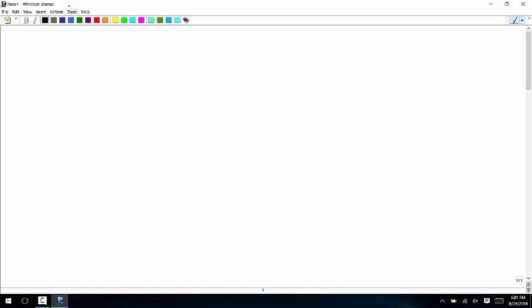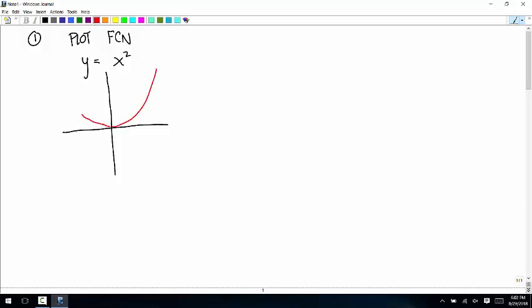Okay, so the first one was to plot the function y equals x squared. This is actually a function that's going to be pretty important in this class, a quadratic function. You can do this by remembering the shape, or if you don't remember the shape, you can choose a bunch of x values and then plot xy coordinates. But it's a parabola opening up like this.